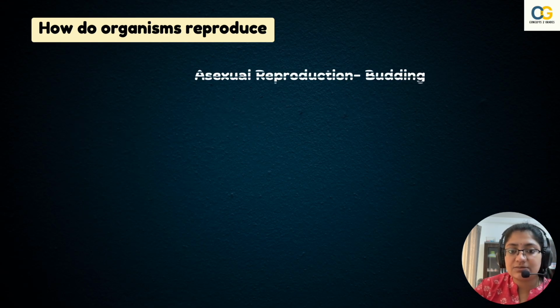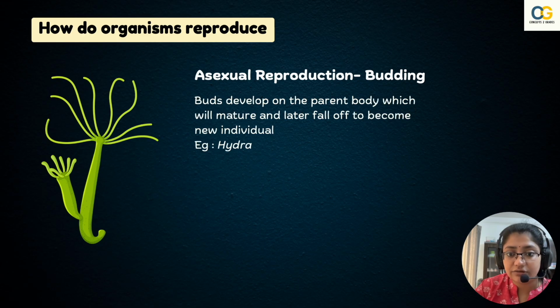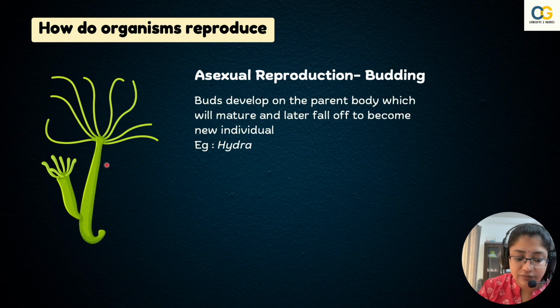Coming to the next one, which is budding, which occurs in the case of Hydra. What happens? It's a water plant. It develops a bud on its end, and this bud will grow with the mother for a long time, and then it matures, becomes as big as this Hydra, and then eventually detaches and falls off, and it becomes a new individual. This happens in the case of Hydra.